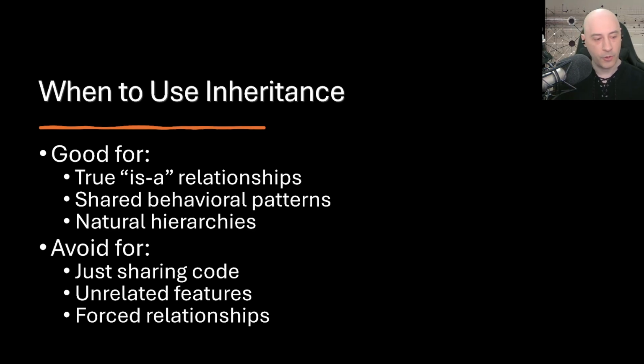But don't use it just for sharing code. Don't use it where you have unrelated features. And don't try to force the relationship into something it's not. There are other ways to share things, like composition. We don't necessarily have to have inheritance to share information between classes. We've already seen how we do that with the implementation last time, where we didn't have to share certain things. We just have to make sure they work together properly.